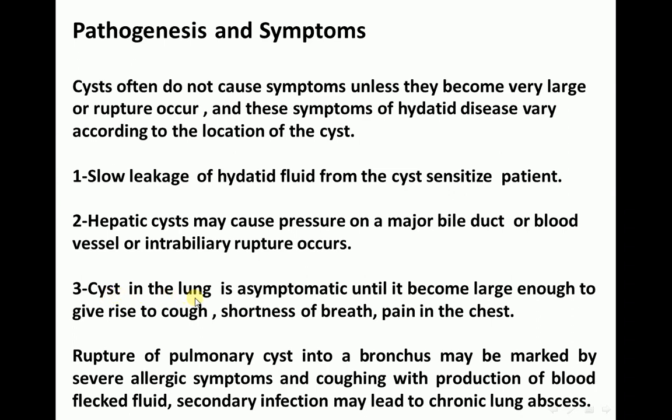While a cyst in the lung is asymptomatic until it becomes large enough to give rise to cough, shortness of breath, and pain in the chest. Rupture of a pulmonary cyst into a bronchus may be marked by severe allergic symptoms and coughing with the production of blood flecked fluid. Also noted is the expulsion of fluid containing spots of blood. Secondary infection may lead to chronic lung abscess.